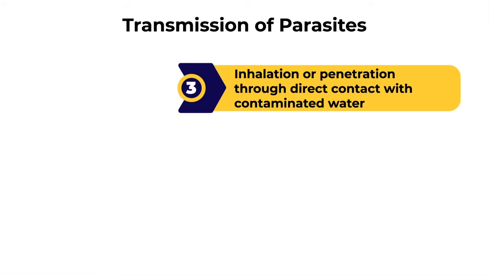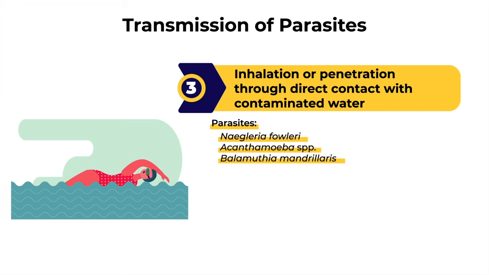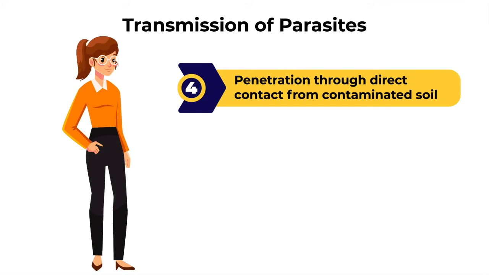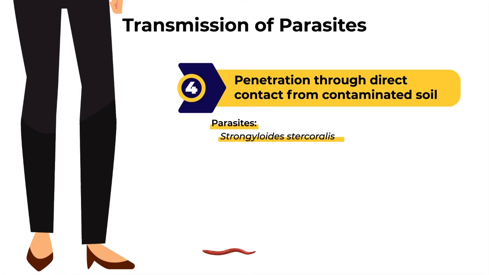The third mechanism of parasite transmission to the central nervous system is through inhalation or direct penetration via contact with contaminated water. Human infection acquired from this mechanism is typically caused by free-living amoeba that are ubiquitous in nature. Transmission of parasites may also take place during walking barefooted on contaminated soil. The most common central nervous system parasite transmitted through this mechanism is Strongyloides stercoralis.